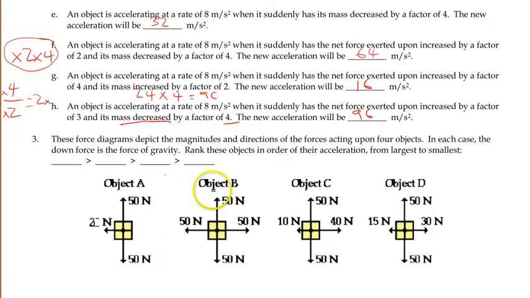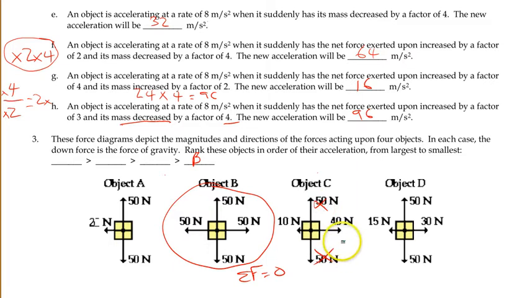So this one here, this is what we call balanced forces. The total net force is 0. So that's going to have to be our least. We can't get any less acceleration than 0. Negative acceleration is not less than 0. It's in a different direction than positive. This one, the balances, these two cancel each other out.